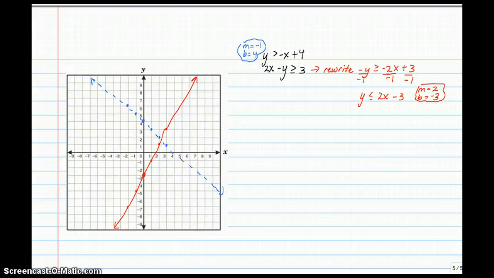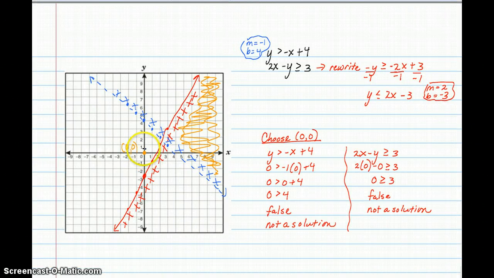You want to figure out where the solutions are going to be, where they're going to be shaded. So I'm going to go ahead and plug those in. I'm almost out of time, so I'm going to plug them in and just quickly go over it. Okay, I chose 0, 0 because neither of the lines are on it. We got not a solution for both of them, which means that 0, 0 is not a solution.